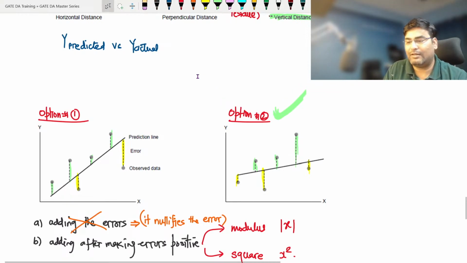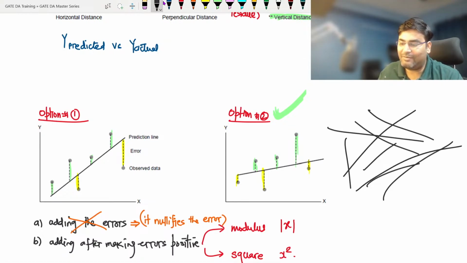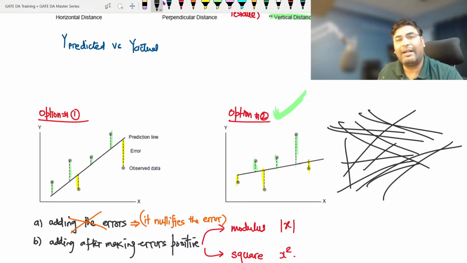But trust me, handling modulus is not an easy thing, because you're not going to draw hundreds of lines like this, and find the sum of modulus of error for every line, and then come to a conclusion, oh, this is the optimal line for you, because here the error is the least. I think anybody would get crazy.